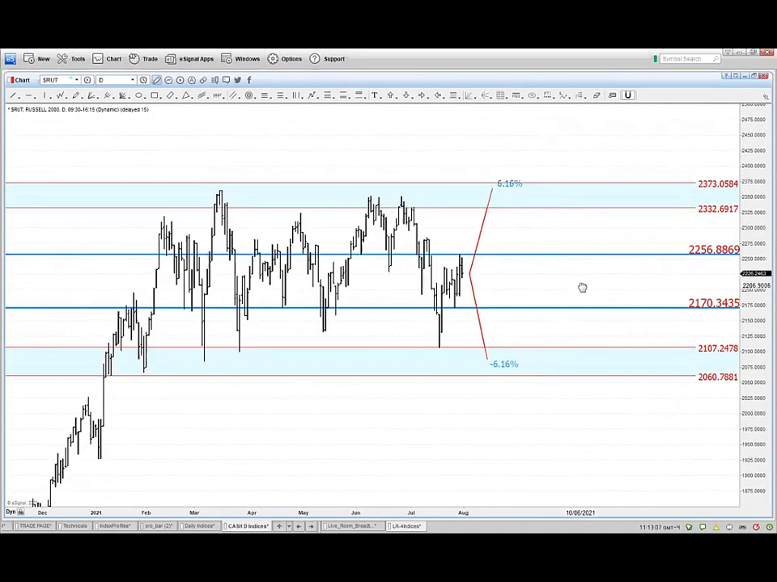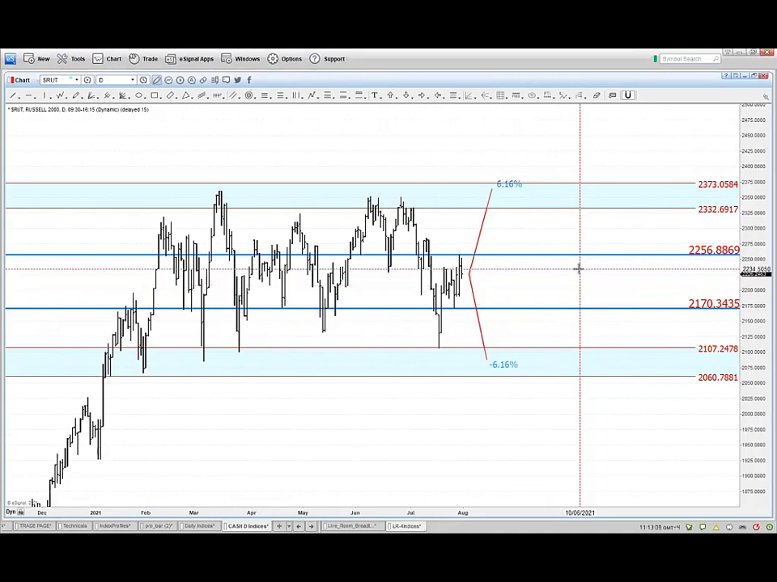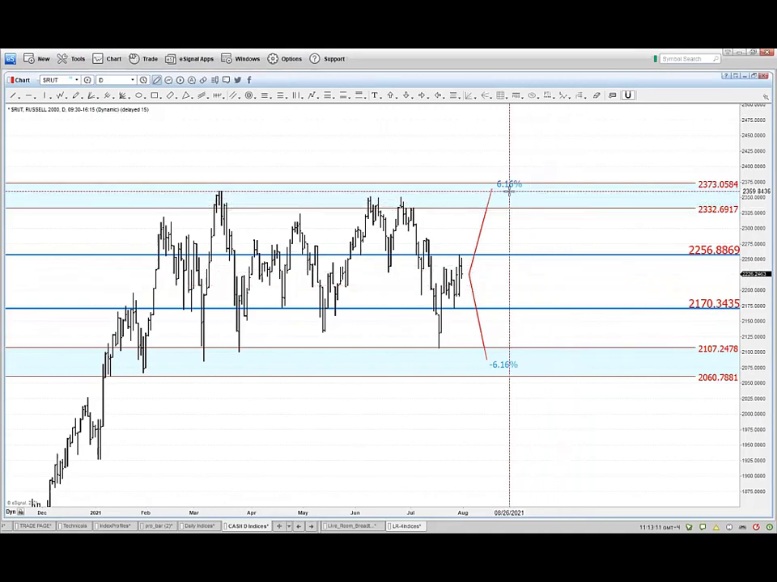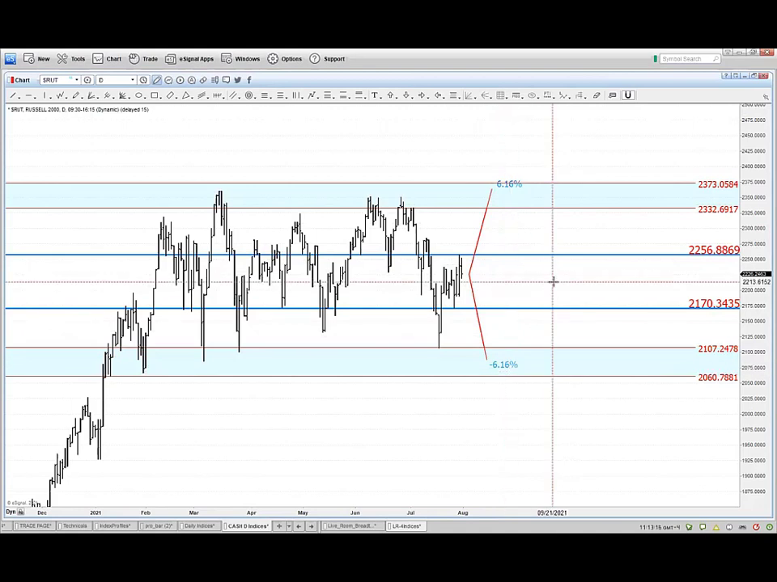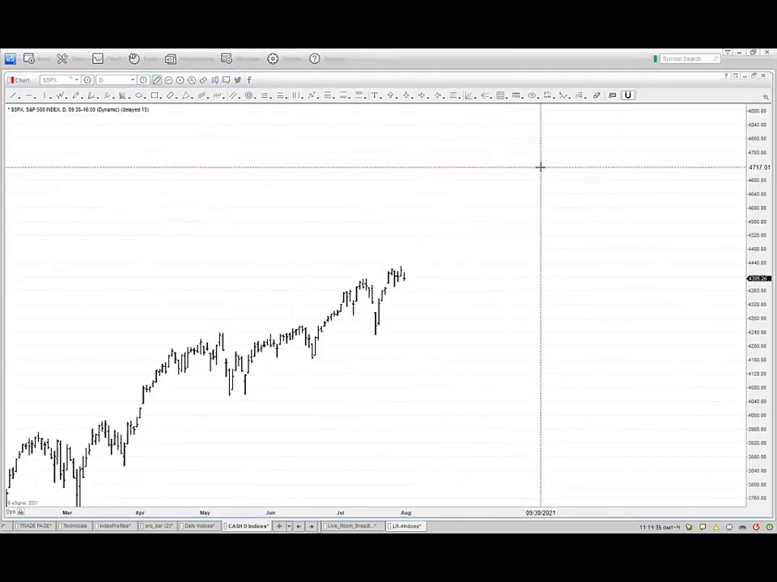So this contract is, I mean, it's quite remarkable. 6% to the upper extreme, 6% to the lower extreme. Now, if we take that 6% just for fun, let's see what 6% from here up or down would be in the S&P. Okay, if we take 6% up or down in the S&P, let's just hypothetically say it moves exactly the same percentage as the Russell, which quite frankly doesn't have to happen.